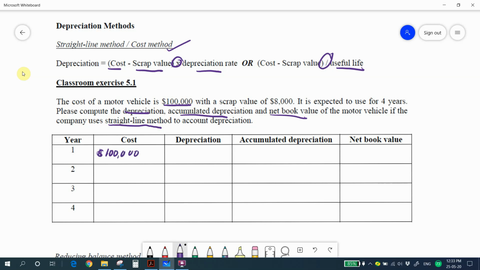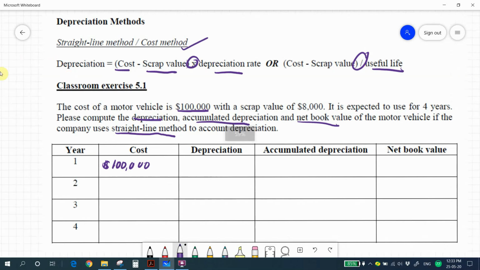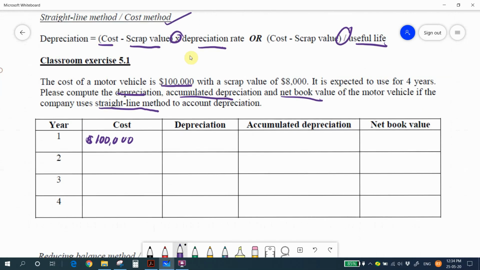Depreciation, how do we charge the depreciation? For this question, we are using a useful life of 4 years, so we use this method. We use the cost, 100,000, minus scrap value, which is 8,000, and then divided by 4.